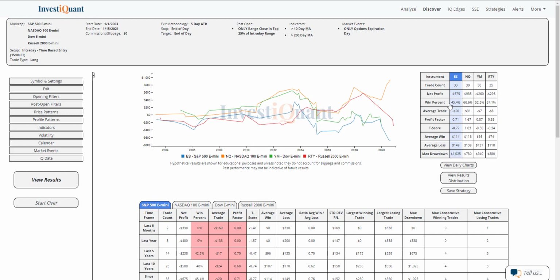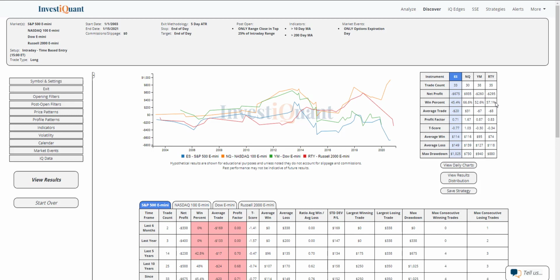And if we look at the win rates on these, we're looking at the S&P coming in at 45%, the NASDAQ 67%, the Dow 53%, and the Russell 57%. So these win rates are a bit mixed across the board here, with the ES being the weakest, the NASDAQ being the strongest. Dow's pretty neutral, and Russell just slightly favored there.